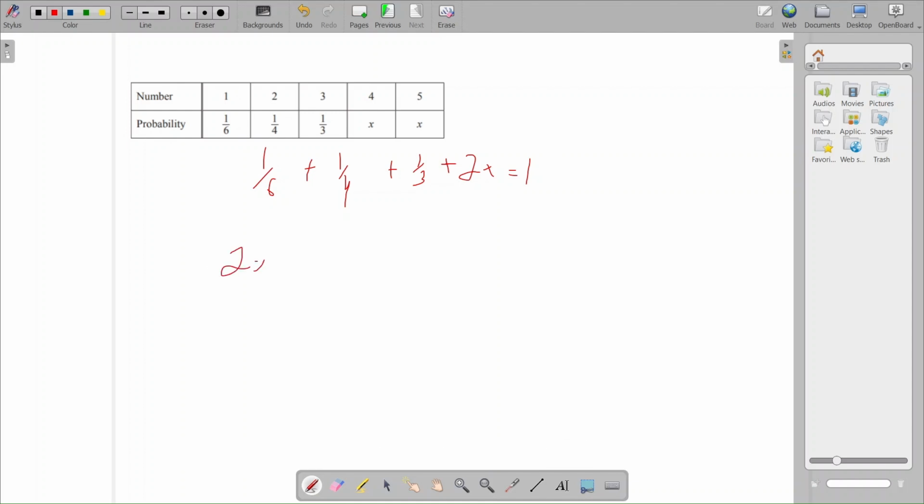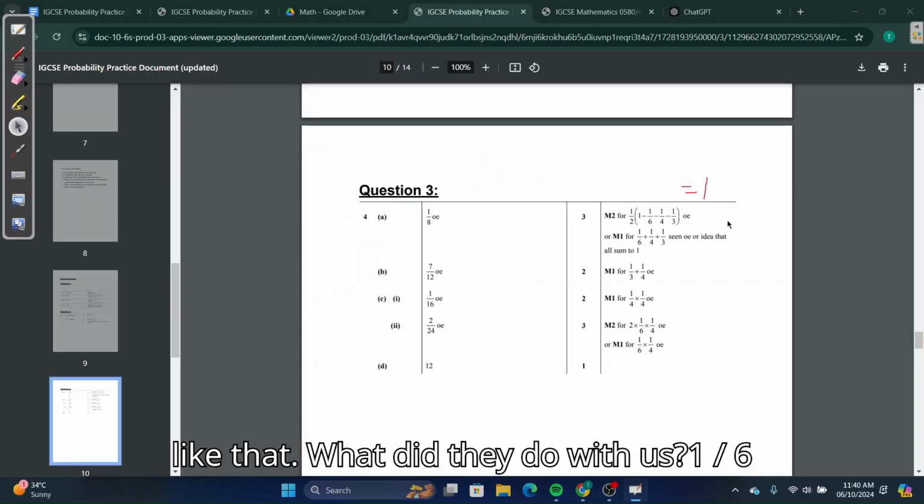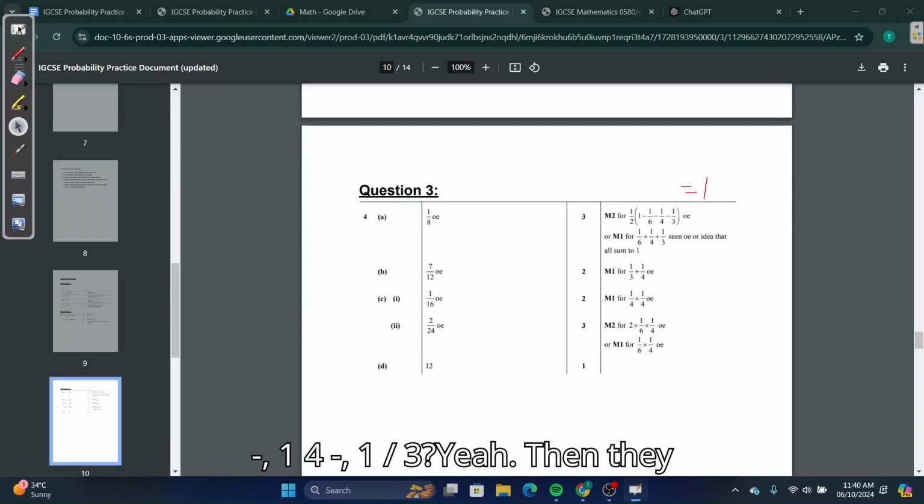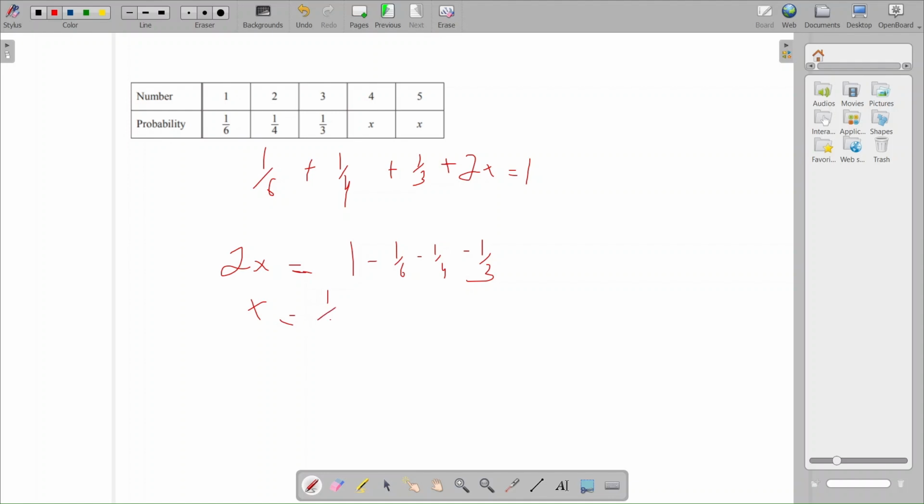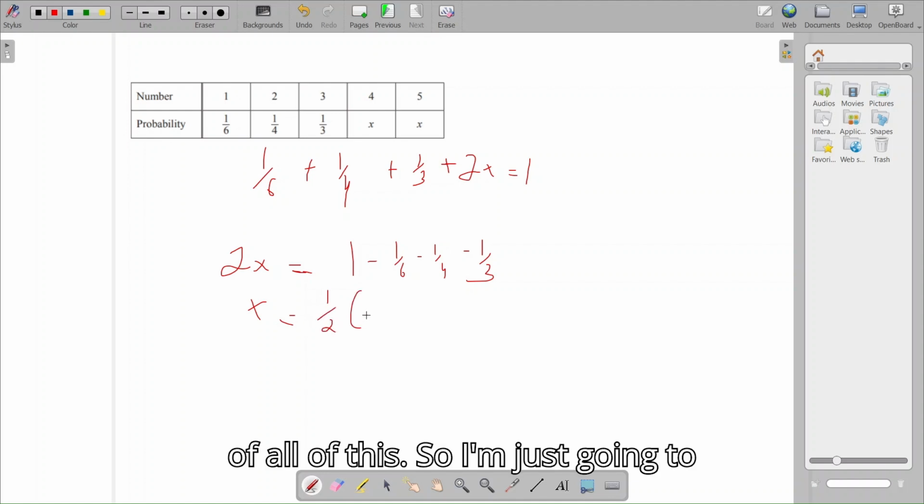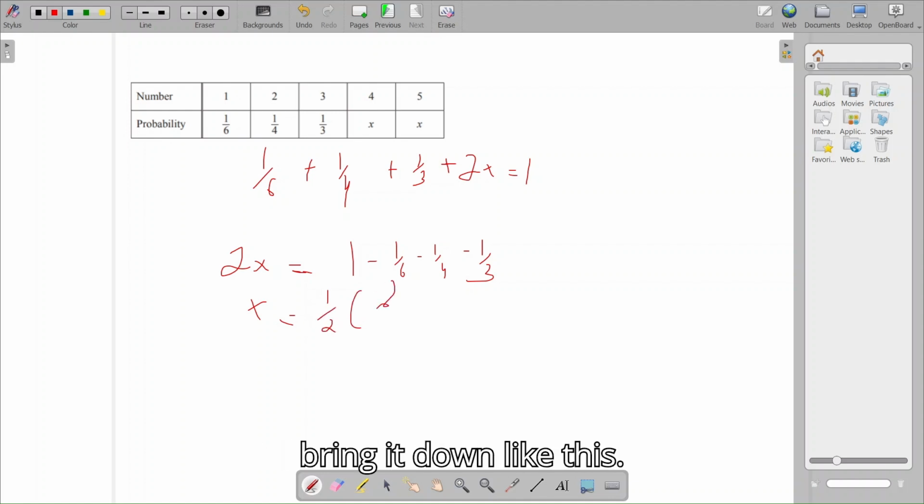2x equals 1 minus 1 over 6 minus 1 over 4 minus 1 over 3. Then they divided by 2. So x equals half of all of this. So I'm just going to bring it down like this.